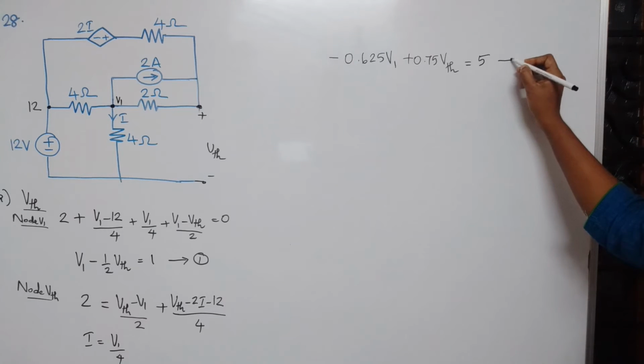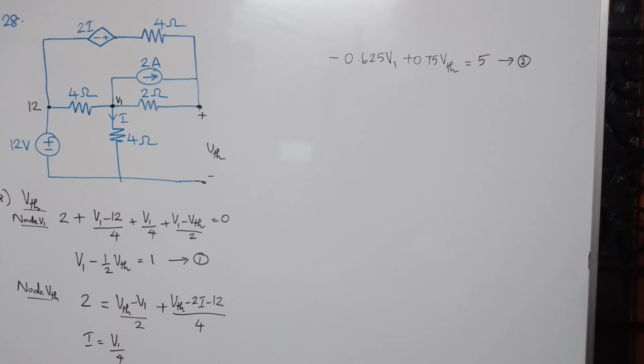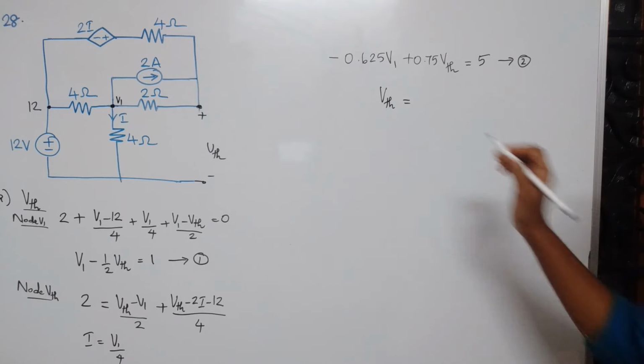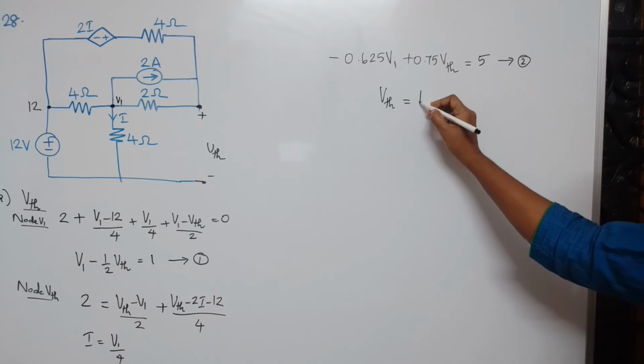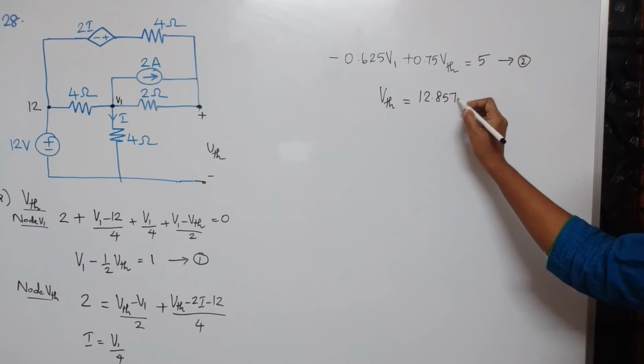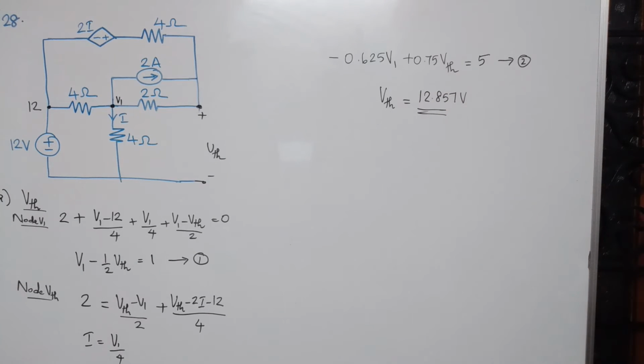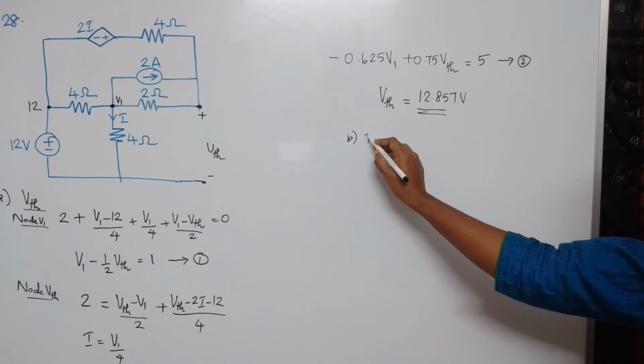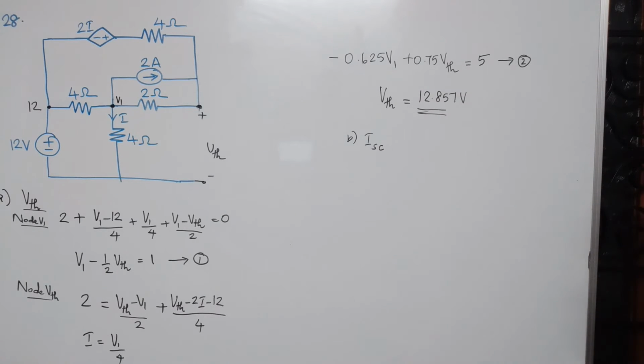Okay, this is equation number 2. Now we can solve these two, 1 and 2, and we'll get VTH equal to 12.857 volt. Now we need to find out ISC because the circuit contains a dependent source. So in order to find out RTH, we'll have to find out ISC also. So let's change the circuit to find out ISC.